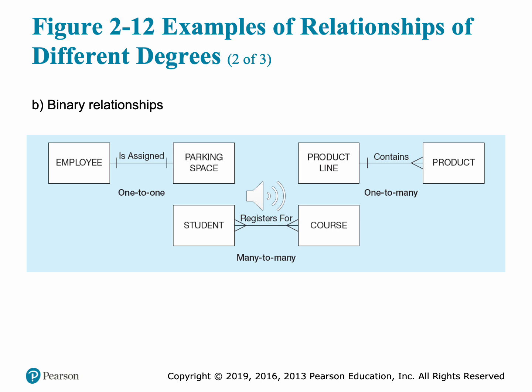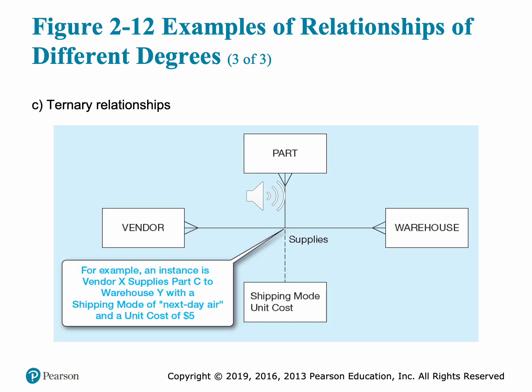Here are binary degree relationships with all the different possible cardinalities associated. An employee is assigned a parking space, that is one-to-one. The one-to-many: product line contains product. Students register for course, many-to-many.